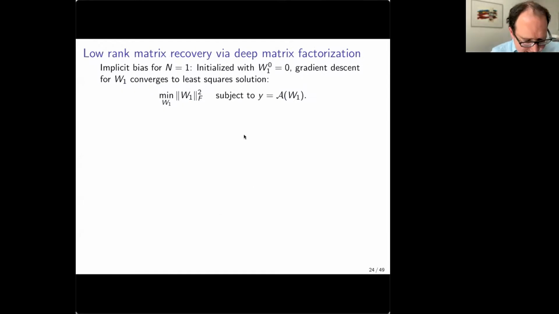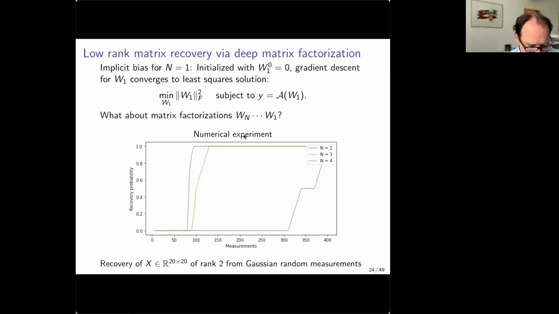If n equals 1, where we do not have overparameterization, then it's well known that gradient descent converges to the least squares solution. So here we have the minimizer of the Frobenius norm squared. And this is not expected to give you anything of low rank. But what happens if we actually do some factorizations?